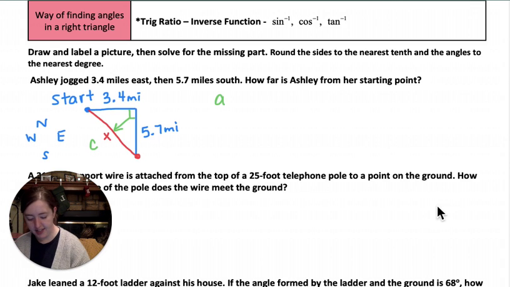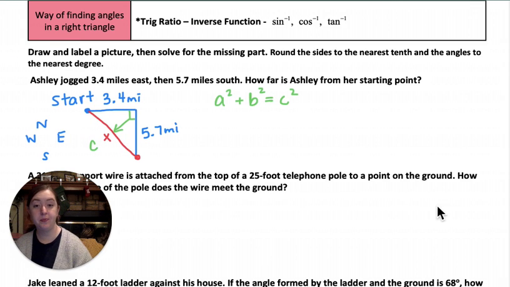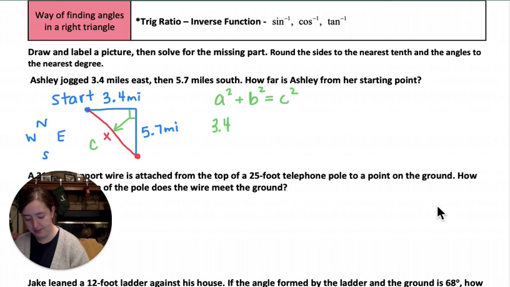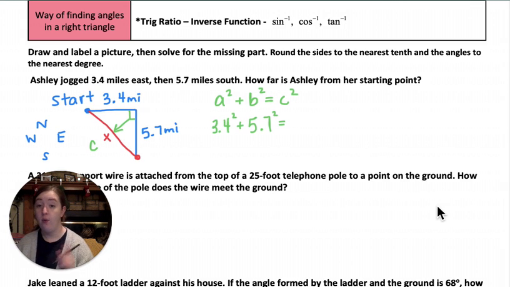So we've got a squared plus b squared equals c squared. It doesn't matter which leg is a and which leg is b. I'll call a that 3.4 and b my 5.7. If you have those switched, that's totally fine. What matters though is that x has to be in for c since it's our hypotenuse. So what we need to do is solve for x.